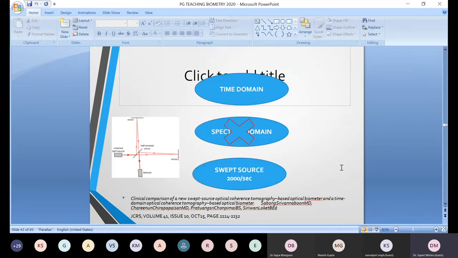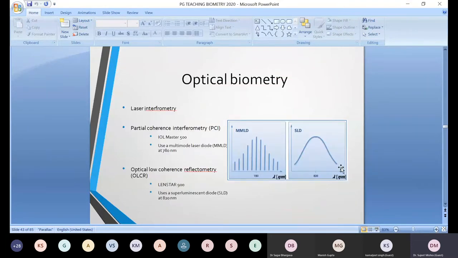What you have to know about optical biometers is that the initial one came with time domain, and in between, we didn't go for spectral domain. Directly we switched to swept source OCT, which technology is present in IOLMaster 700. I would like to give you an overview of the prototypes that evolved.